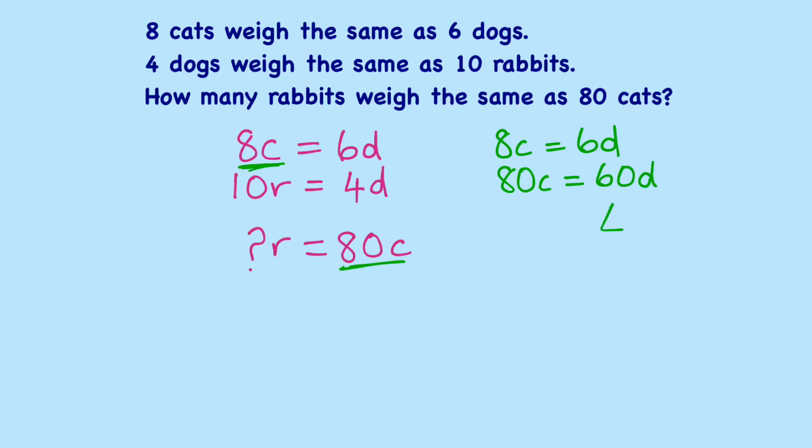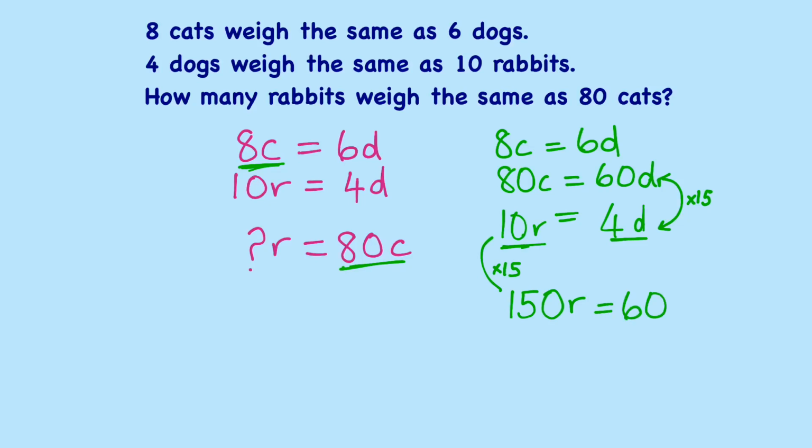So now I want to know how 4D and 10R relate to that. Here I've got 60D and also 4D. So how have I gone from 4D to 60D? Well, I can see that 4 goes into 60 15 times. So if I've timesed this side by 15 to get 60, then I need to times this side by 15. And 10 times 15 is 150R. So I know that 150R is equal to 60D, and I know that 60D is equal to 80C.